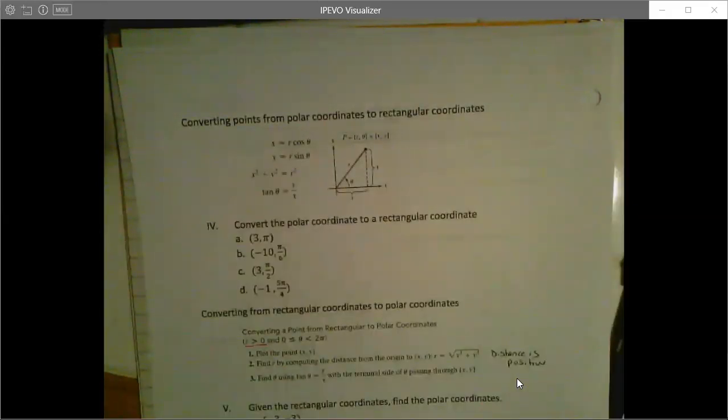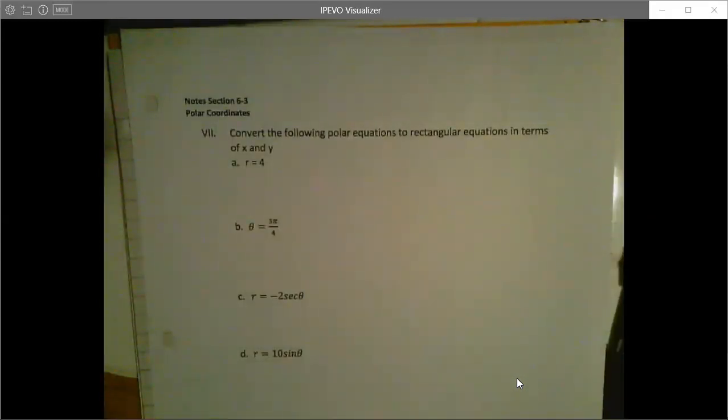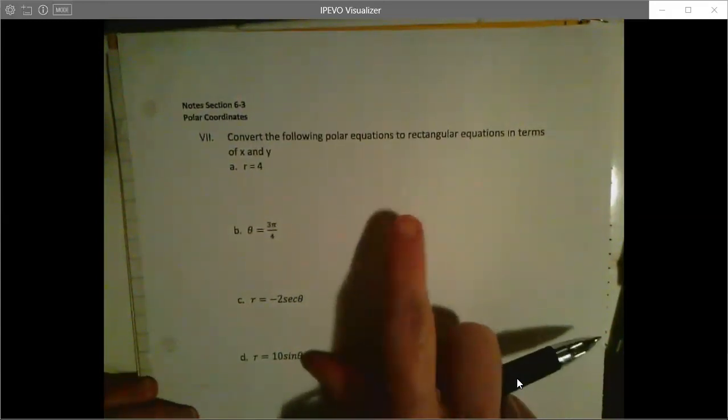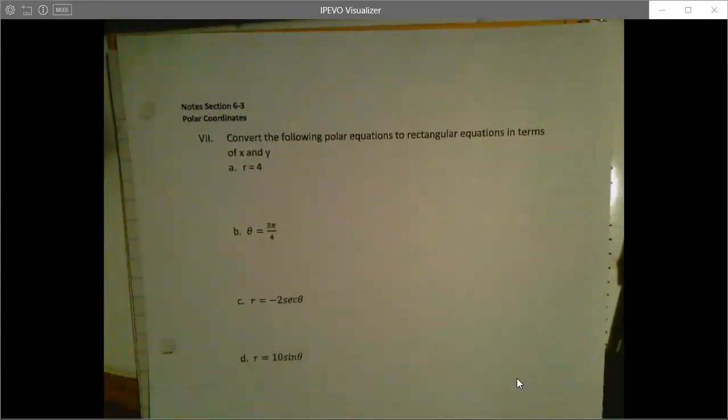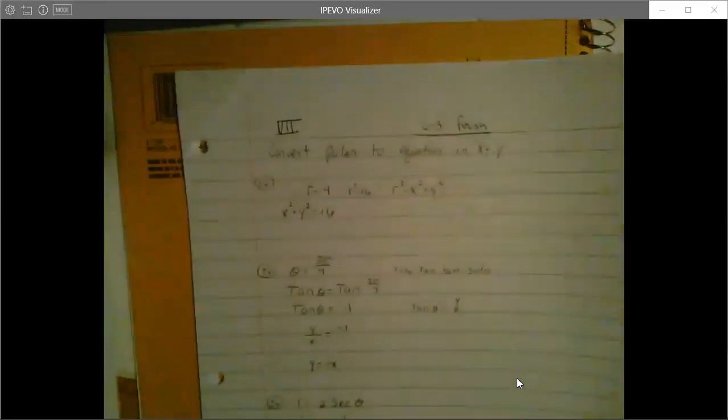All right, so the last part that we have is converting the polar equations to rectangular equations in terms of x and y. Let's look at these examples. So here's our first one. So we started off with r equals 4.